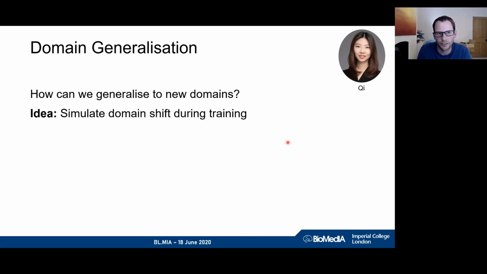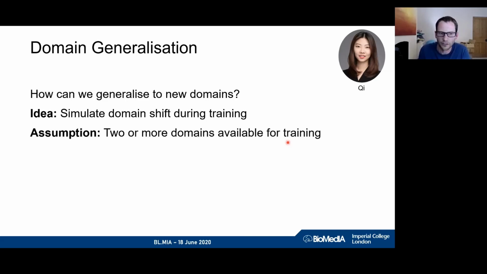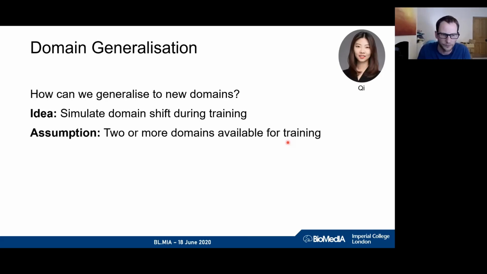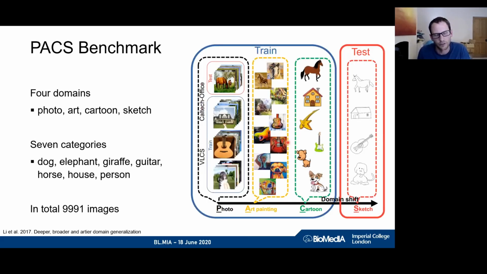And it's based on a very simple idea. You basically simulate domain shift during training by using the data from, let's say, the two or more domains that you have available at training time. So you try to make your network more robust to domain shift by simulating domain shift during training. We tested this mostly on computer vision data. Initially, there's a benchmark for domain generalization if people are interested in this. One is called PACS because it uses photo, art, cartoon, and sketch. So it's a quite severe domain shift. It's basically the same seven categories of objects, but across very different types of images. So photo, art, cartoon, sketch. So you can see the matching things here, but they're quite different.